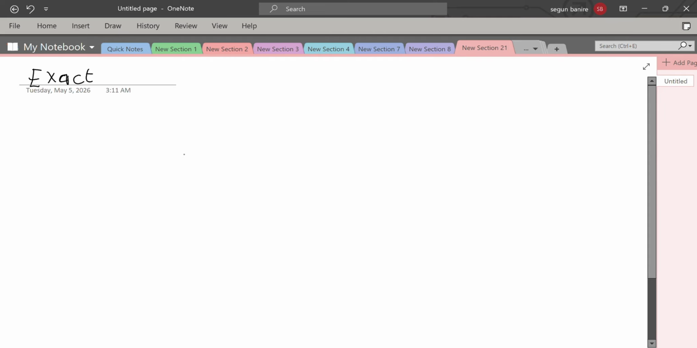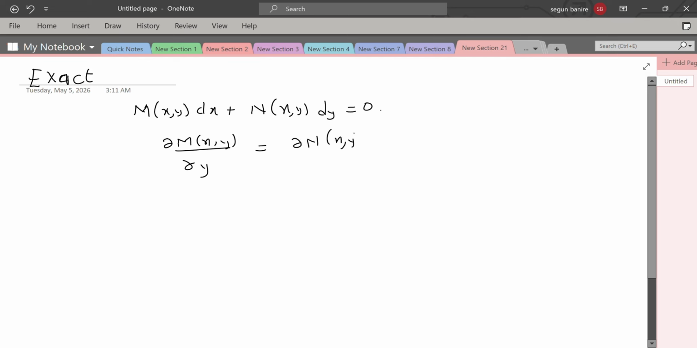Alright, we are talking about the exact differential equation. So what is the general form of an exact differential equation? The general form is M(x,y) dx plus N(x,y) dy is equal to 0, and the partial derivative of M with respect to y must be the same as the partial derivative of N with respect to x.